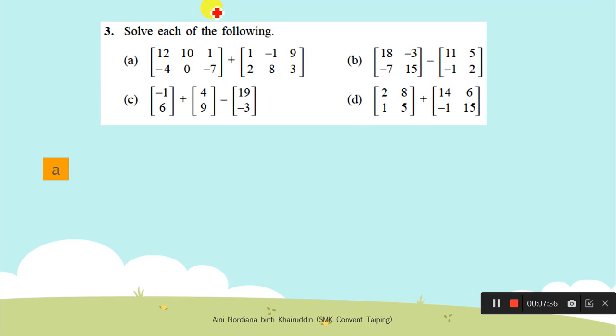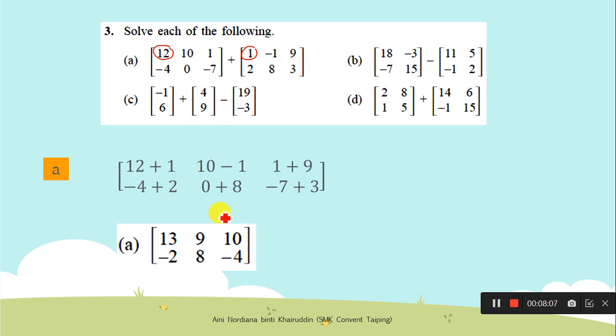Okay, next, question number 3. Solve each of the following. Here is plus, so you just plus the same element. For example, this one for the first row and first column, just plus with this matrix for the first row and first column. Do the same thing for the other element. So this is the answer for A.